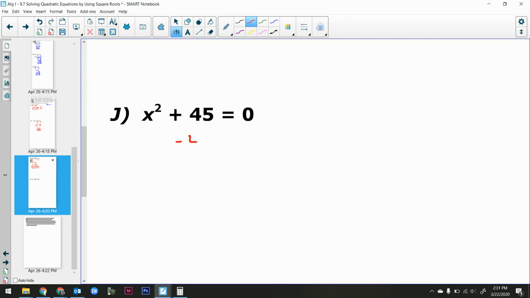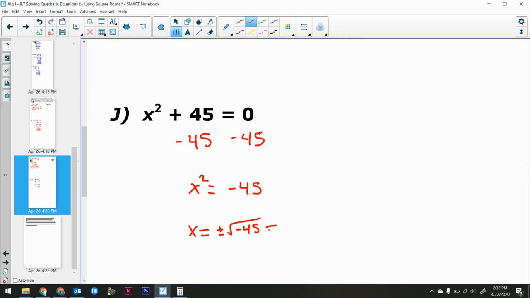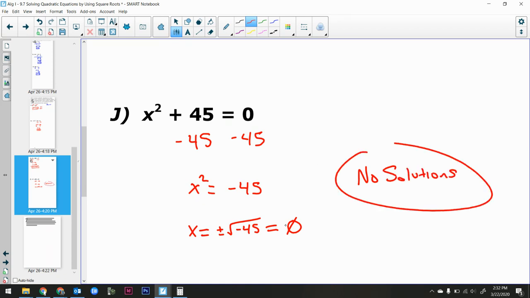We subtract 45 over to the other side, and then we have x squared is equal to negative 45. And then we would take the square root of negative 45. Let's see what happens when we put it in our calculator. Some of you guys are like, whoa, no solution because it's negative. Let's see what would happen. I enter negative 45, and then I take the square root of it. It says invalid input because I'm trying to take the square root of a negative number. So there are no solutions. Okay, we can write out no solutions.